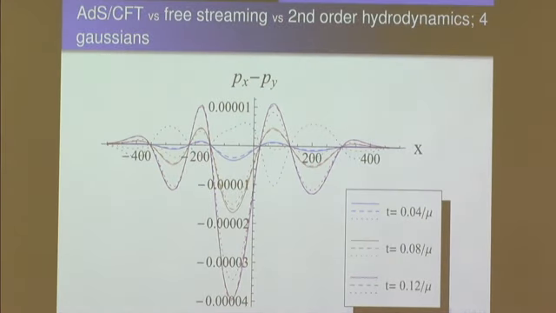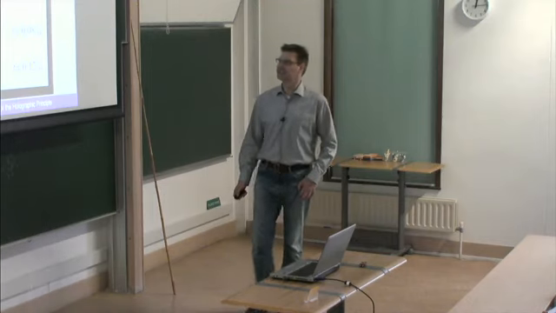Okay, so here's just a more complicated plot with 4 Gaussians at various locations and at different heights. The same story is there. First you have good matching with free streaming and very poor matching with hydro, and then the hydro matching becomes better. But it seems like there's always good matching with free streaming. Yes, that's true. So that's one of the puzzling features.